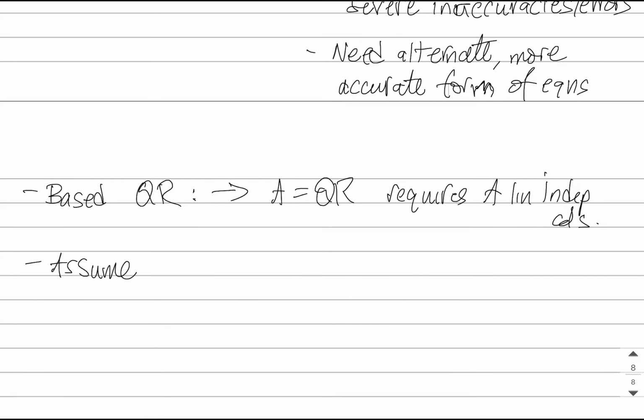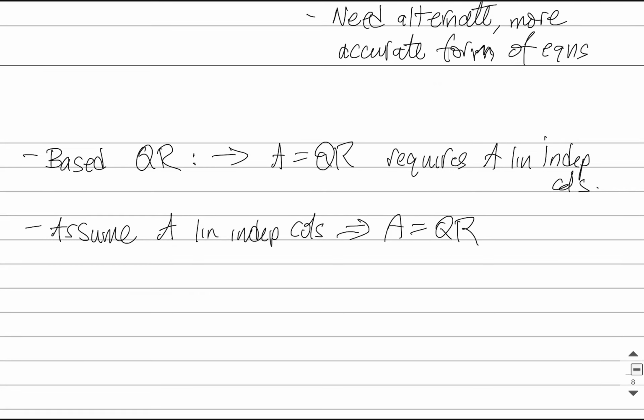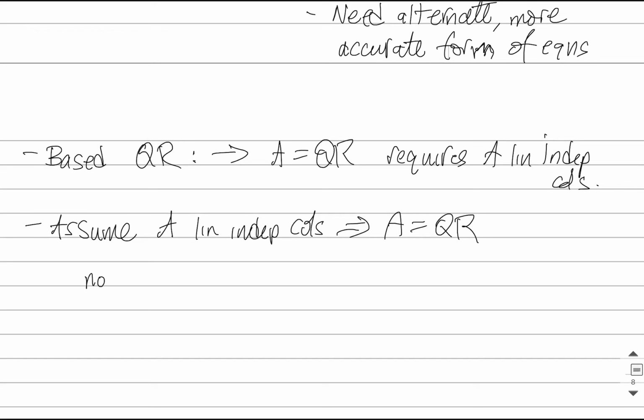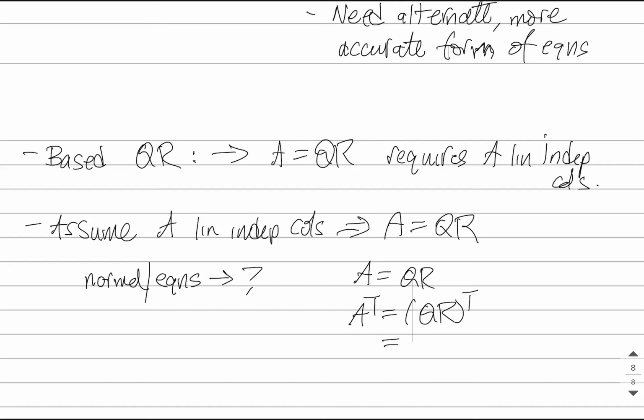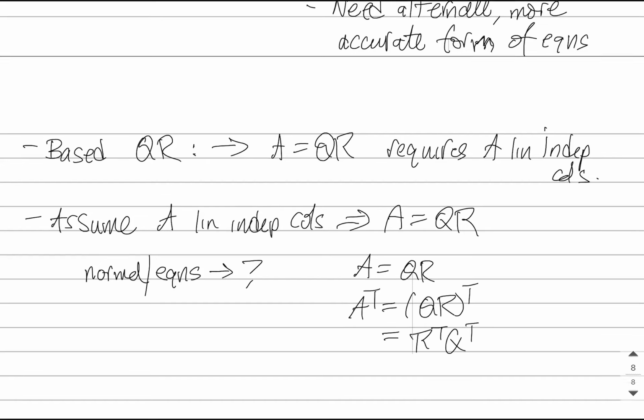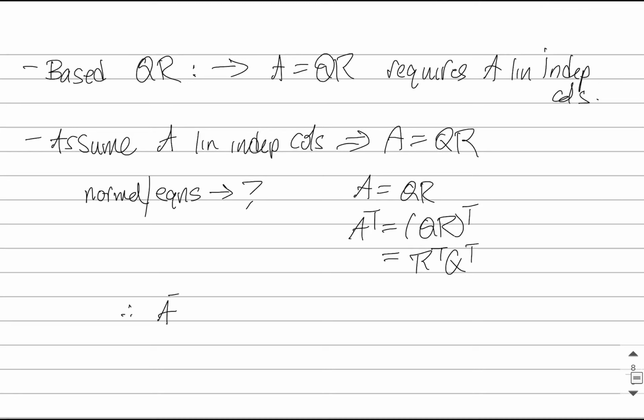Now, in the problem we worked on earlier, this was definitely the case. We had two columns and they were independent. So we have A with linearly independent columns, and that means that A can be factorized as QR. So now let's talk about what the normal equations would give us. What would they become? If I've got A as QR, the transpose is just going to be the transpose of this, which is R transpose Q transpose in reverse order. And that means if I multiply A transpose A, I will get R transpose Q transpose times QR.